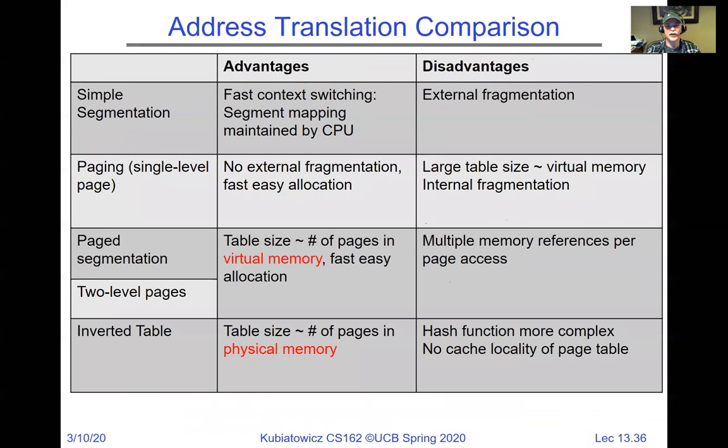So here's a combination of options. We could do simple segmentation, which is very fast context switching, and it's very simple to imagine, but we get a lot of external fragmentation. Single level paging, we don't get external fragmentation, but we have a large table size. Multi-level tables let us start wasting less and less memory, and then an inverted page table basically has a table size that's closer to the size of physical memory rather than virtual memory, which is where the pages, page segmentation and two-level pages come into play.